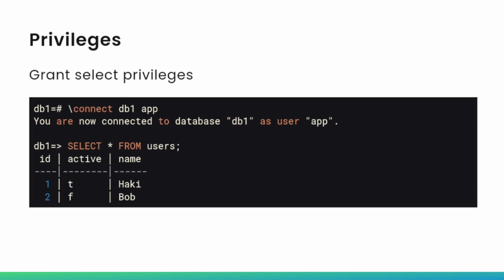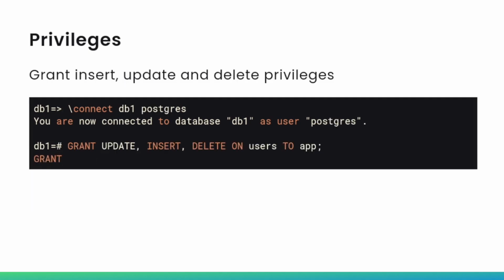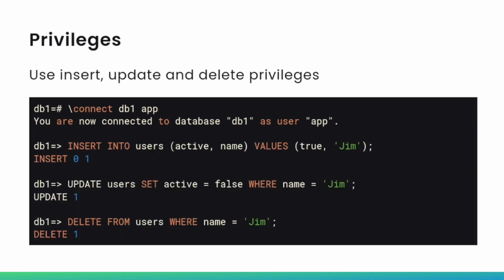And once we do that, we can connect to DB1 with the user app, and we can select data from the users table, okay? Now, just like we grant select privileges on a table, we can also grant update, insert, and delete on a table to a specific user. In this case, we want to grant update, insert, delete on the users table to app. And once we connect to DB1 with the user app, we can see that the user app can now insert data, update data, and delete data from the users table.